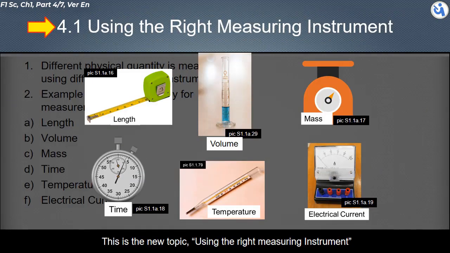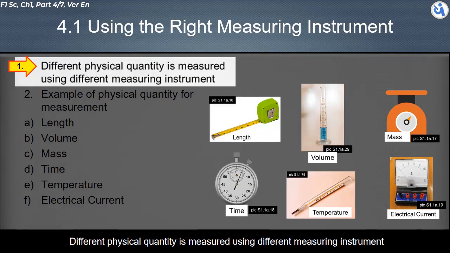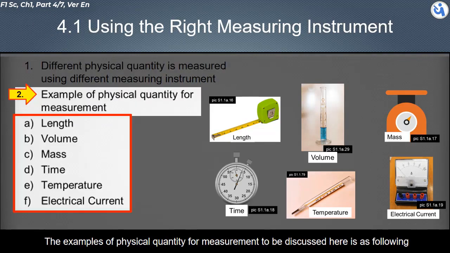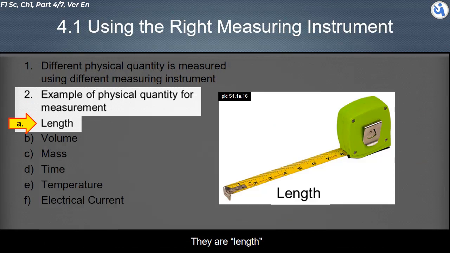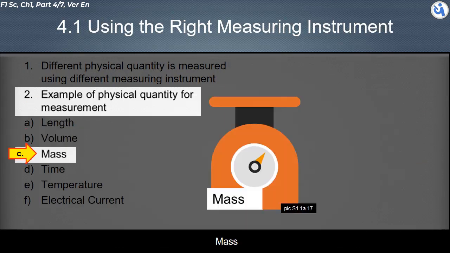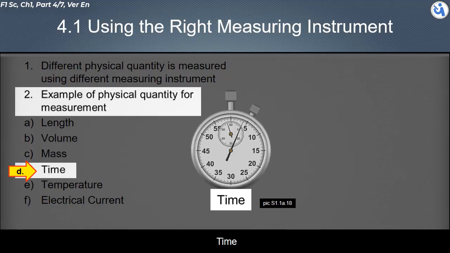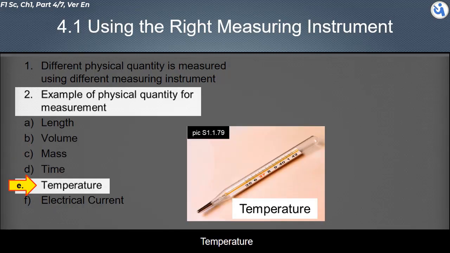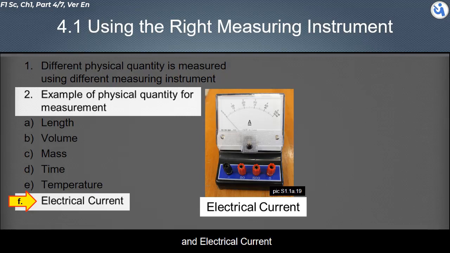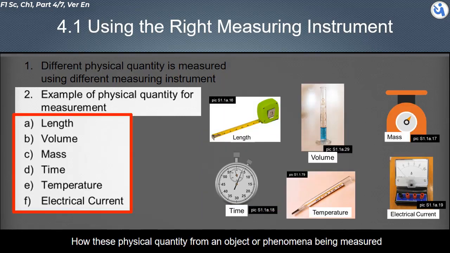This is the new topic, using the right measuring instrument. Different physical quantities are measured using different measuring instruments. The examples of physical quantities for measurement to be discussed here are as follows: length, volume, mass, time, temperature, and electrical current. How these physical quantities act, or phenomena being measured by using the right instrument, will be detailed in the coming part of the lesson.